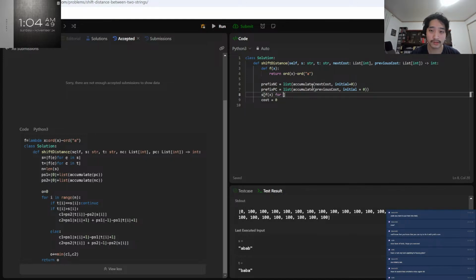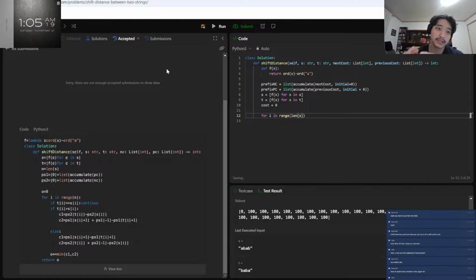fx for x in S, or equals, pardon me, and do the same for t equals to... what else do I need? Let me see. I think I can start the for loop now for i in range of len of s. It doesn't matter if it's s or t, because the constraints say that they are the same size.